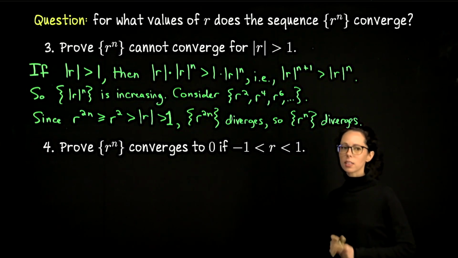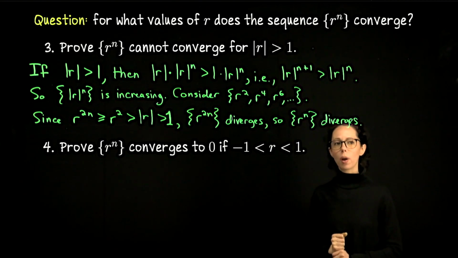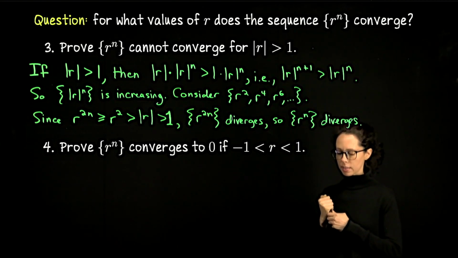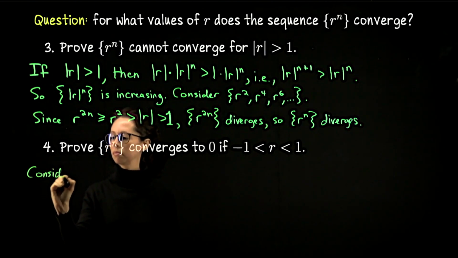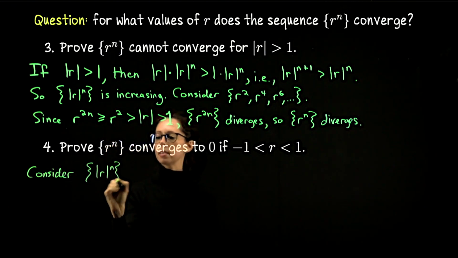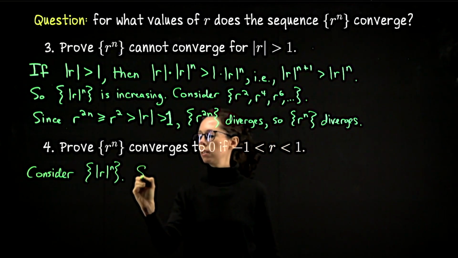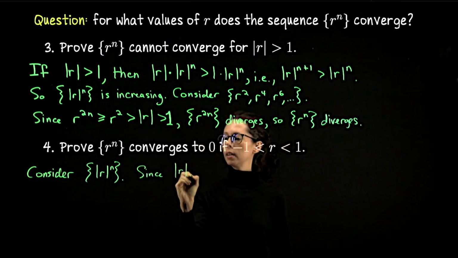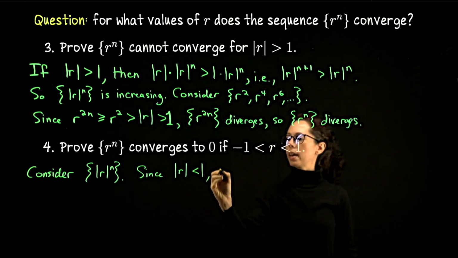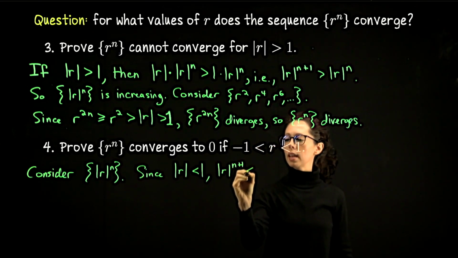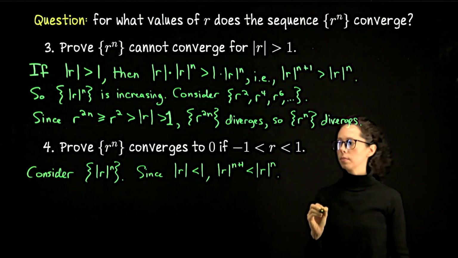Okay, let's talk about what would happen if the size of r was less than 1, or in other words, r was between -1 and 1. What I'm going to do is consider the absolute value of r. Let's consider the sequence formed by taking the absolute value of r and raising that to n. Since the absolute value of r is less than 1, following the same step I did here, so I'm not going to write it out in all this detail, we can say that the absolute value of r to the n plus 1 is less than the absolute value of r to the n. Therefore, this is a monotone decreasing sequence.